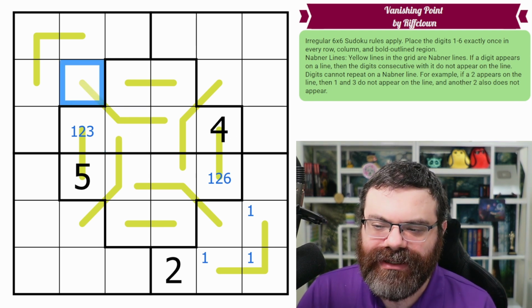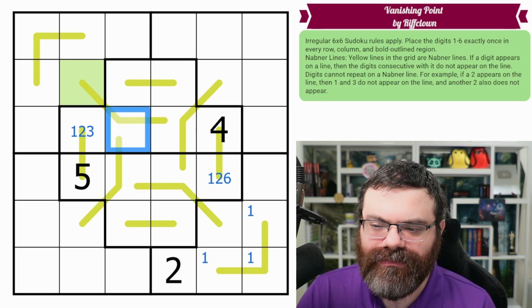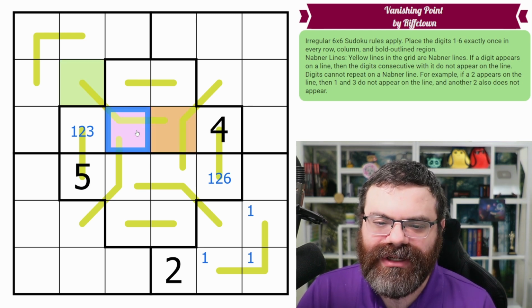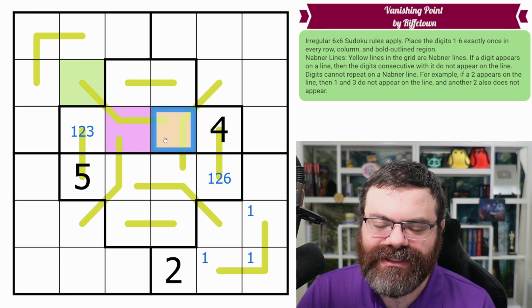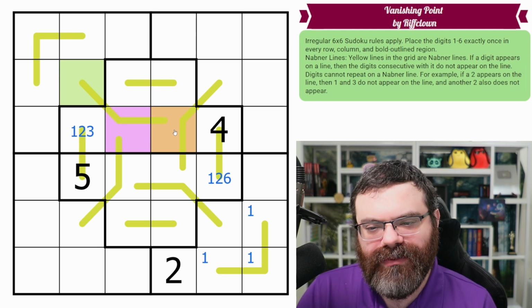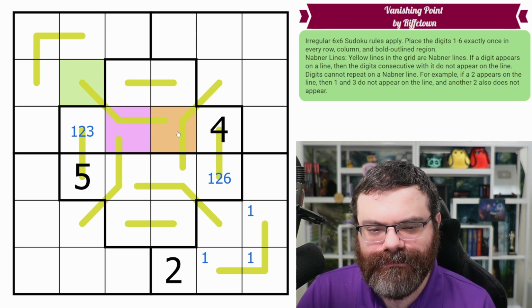Let's start with this one here. So let's say green, purple, orange. I don't know which is which. But one of them will be 1, 2, one of them will be 3, 4, and one of them will be 5, 6. I don't know which is which though. And so what are we learning from this?